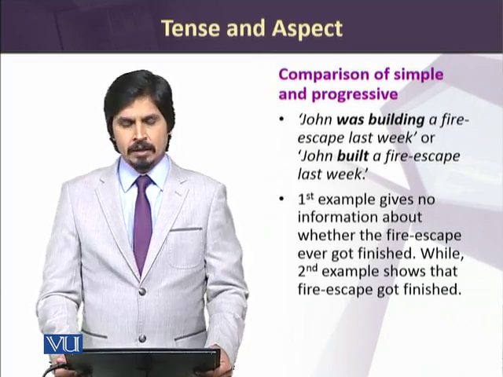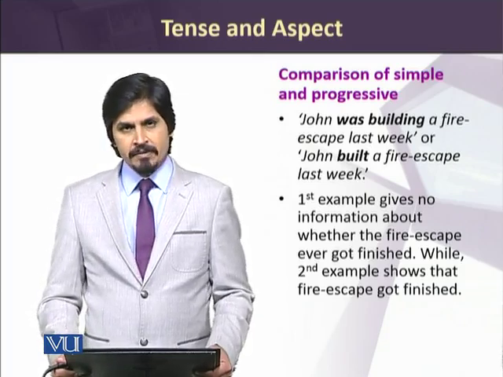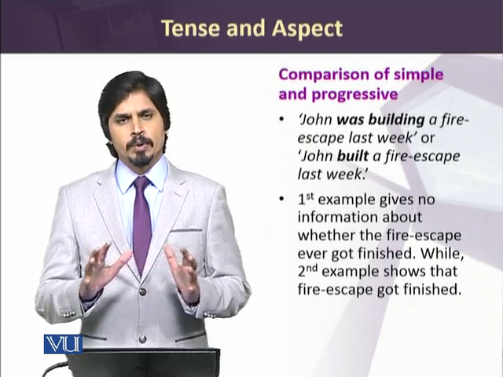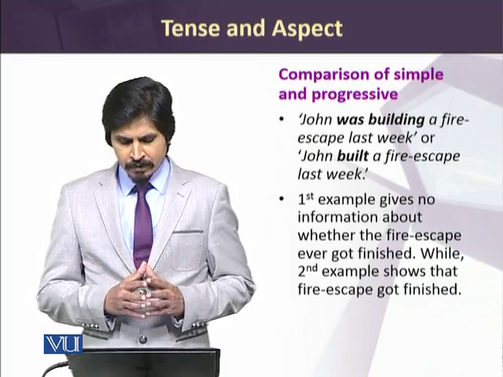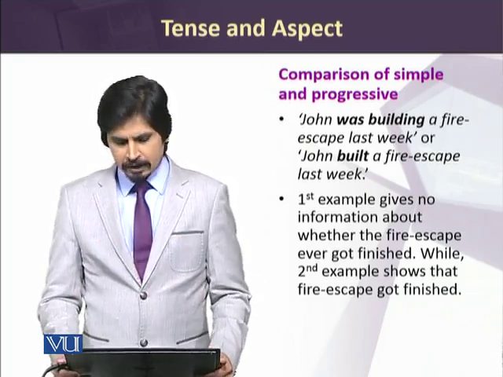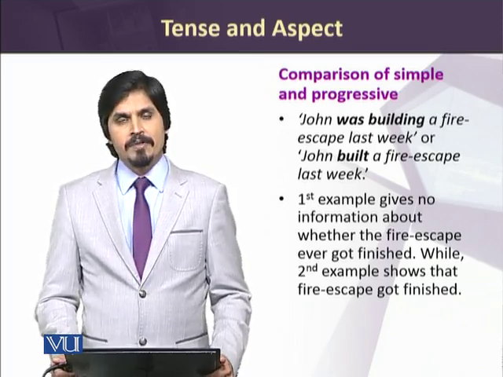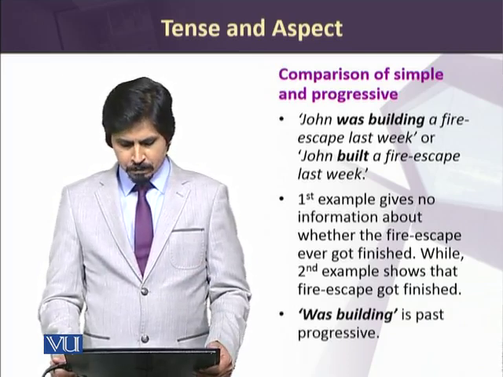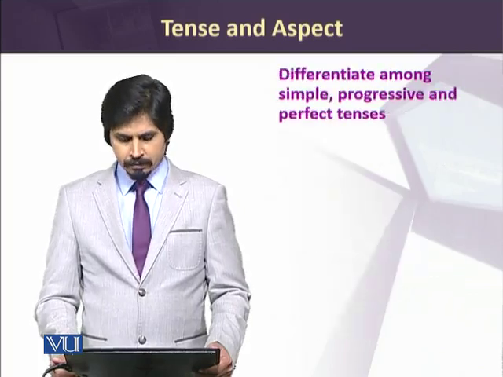We can have a comparison of simple and progressive here. John was building a fire escape last week. John built a fire escape last week. If you just have a deep look at both of these tenses, you will see the first one shows an incomplete action. The information in the first sentence is incomplete, while the second example shows a finished action. The information is complete. And was building here is past progressive.